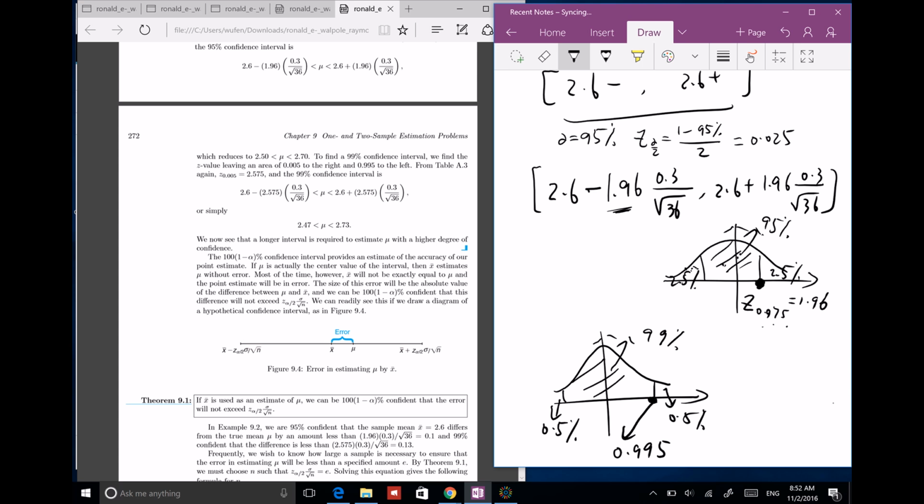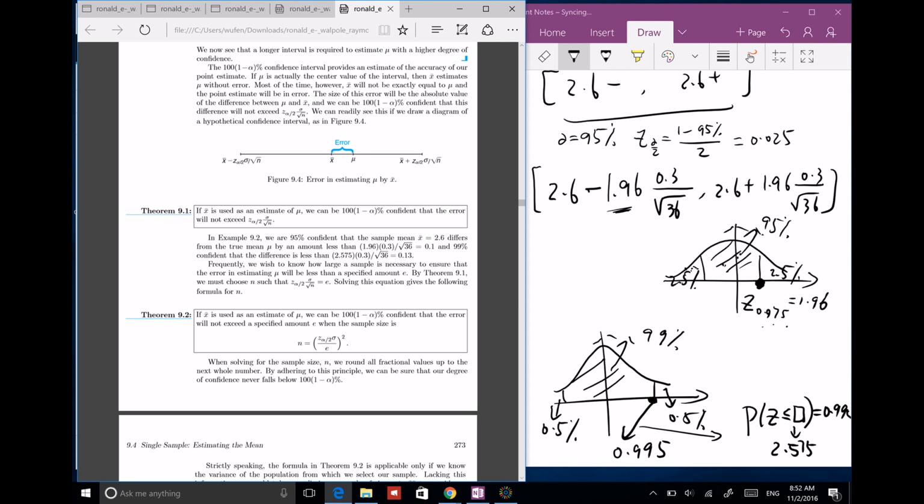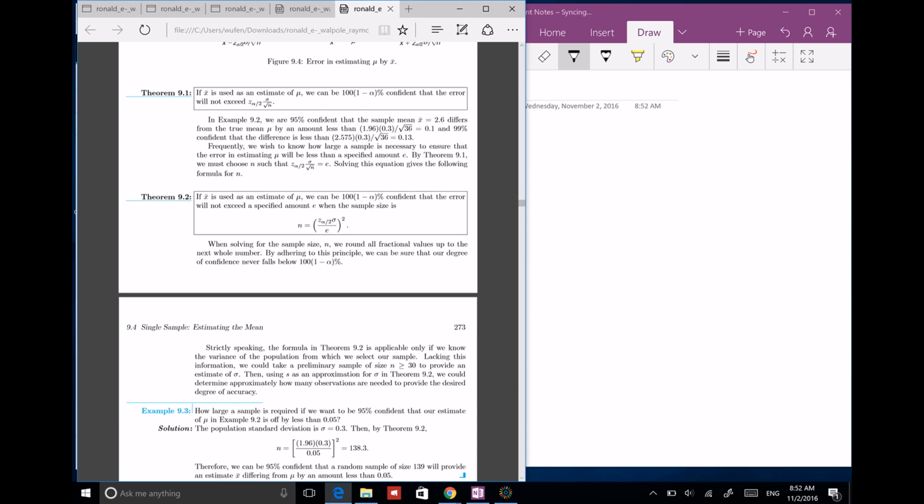What is the z value that gives you 0.995? Basically, you're looking for z less than something. What number here gives you 0.995? And this value is 2.575. Okay, you can use your z-score table. All right, this is how you find the confidence interval for the population mean.